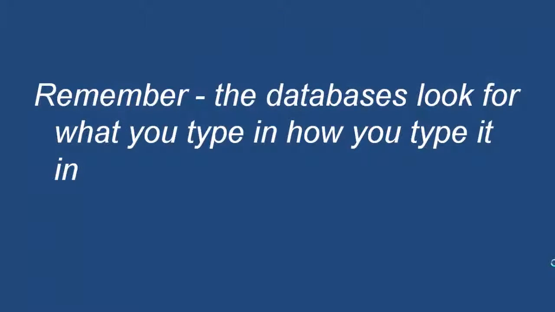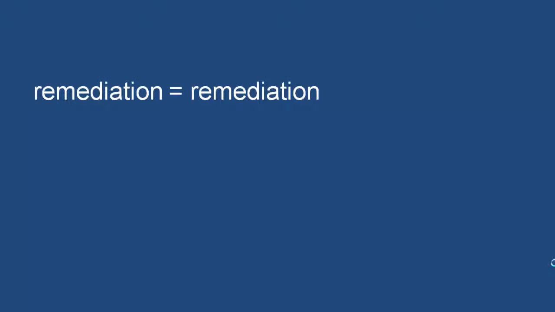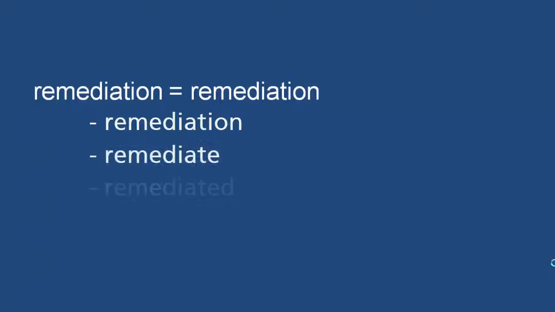One search tip. Remember when I said that the databases look for what you type in, how you type it in? I mean it, and they do it down to the letter. So even with each individual word, you have to think about all possible variations. With our remediation example, if we only use the term remediation in our search, all we will get are articles that have the term remediation in the title, abstract, or subject. We should really use remediation, remediate, remediated, and any possible variation that is relevant.